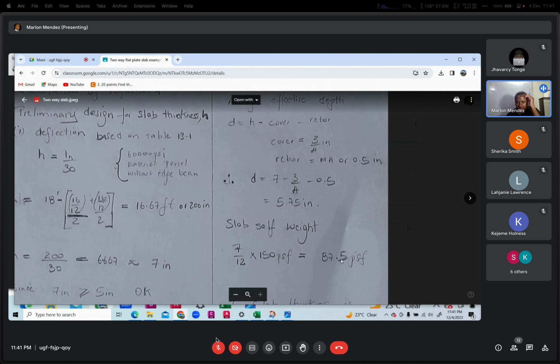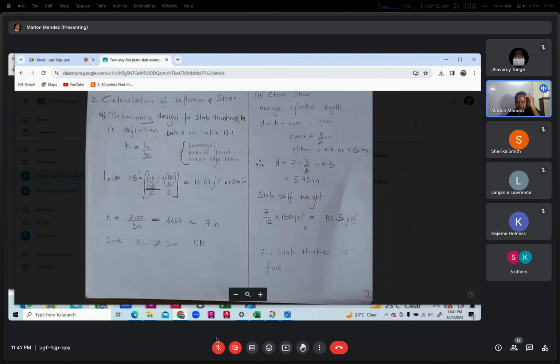You get 87.5. So in this case, I guess this was checking from the perspective of shear if the 7 inches is okay. In this case, it is okay.